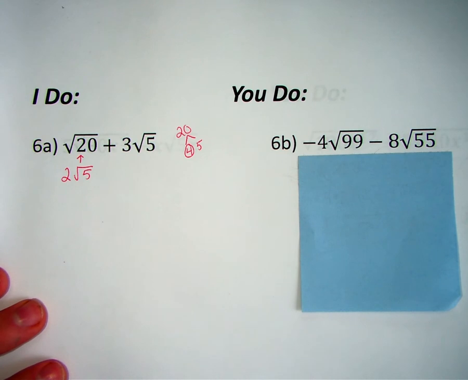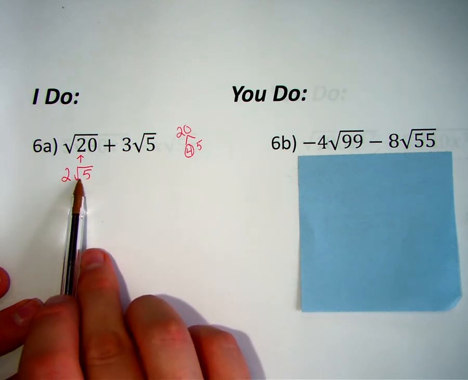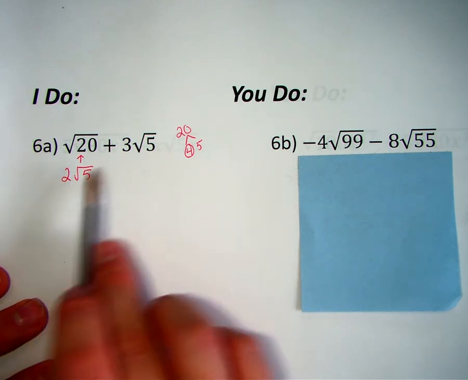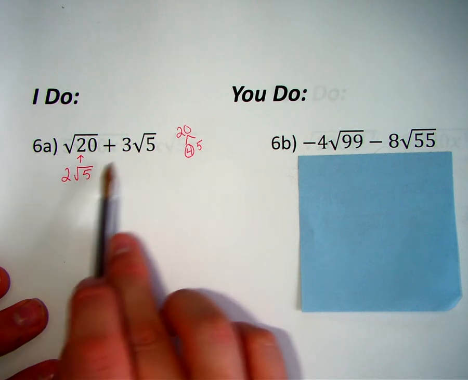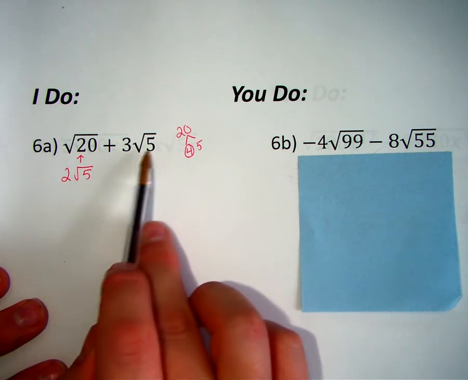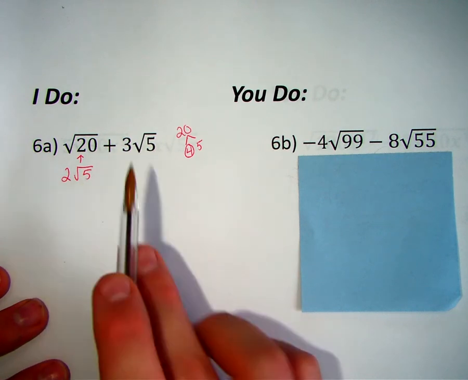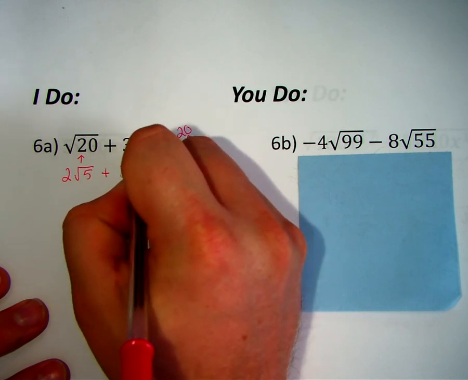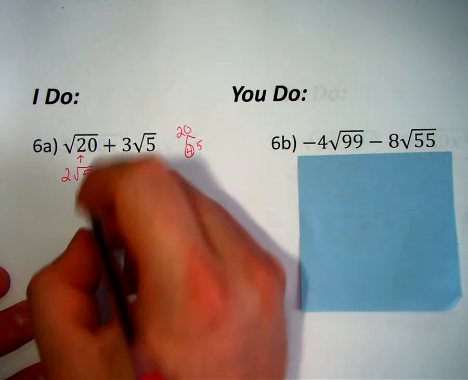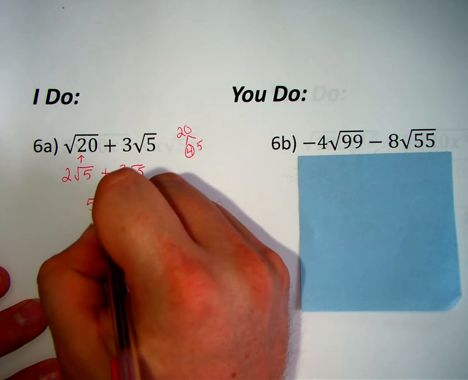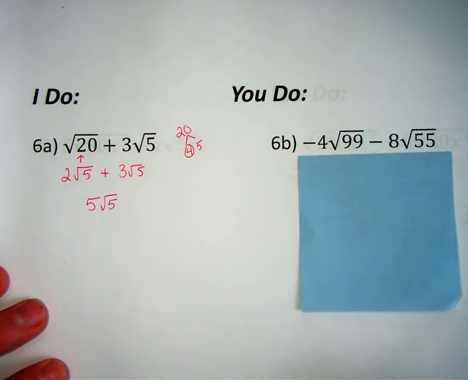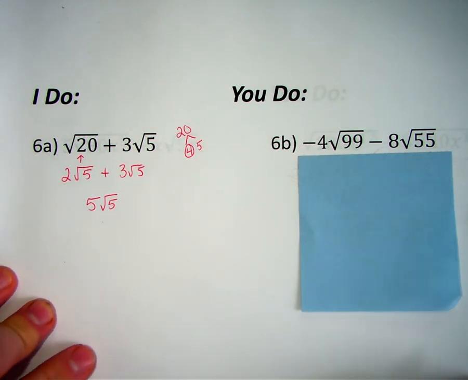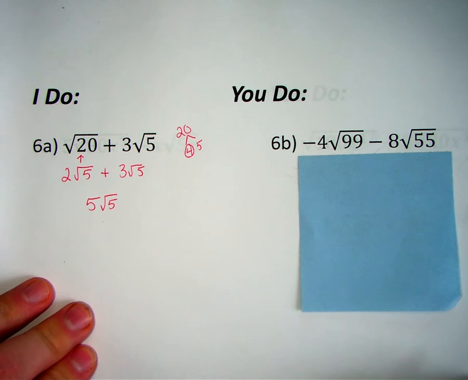Well, now we should be thinking to ourselves, 2 root 5, root 5 and root 5, those are like terms now. Those are the same radical. So we can add them together. Plus 3 root 5. 2 plus 3 gives us 5 root 5. All right, you give the next one a try.